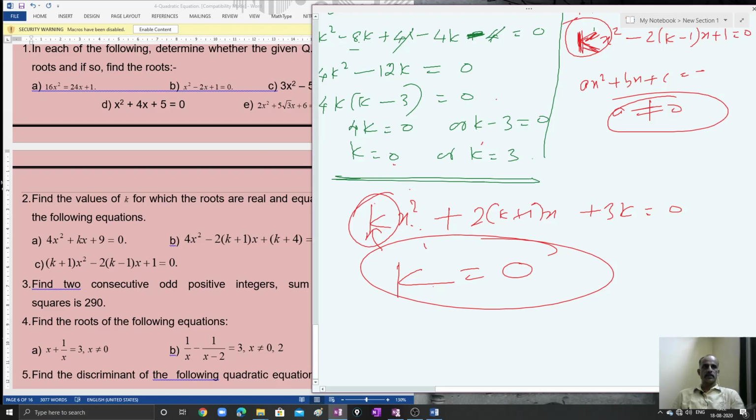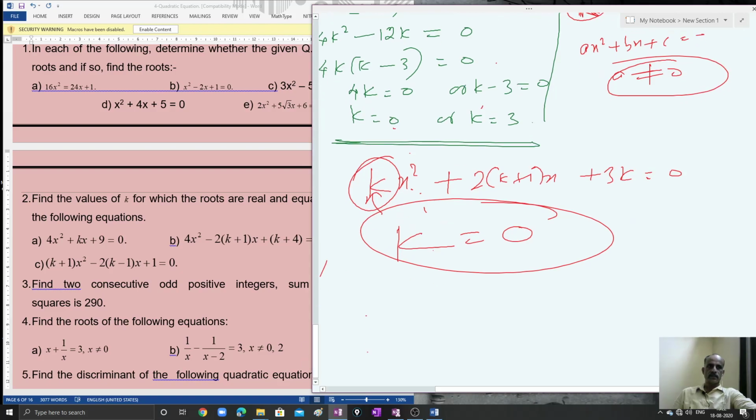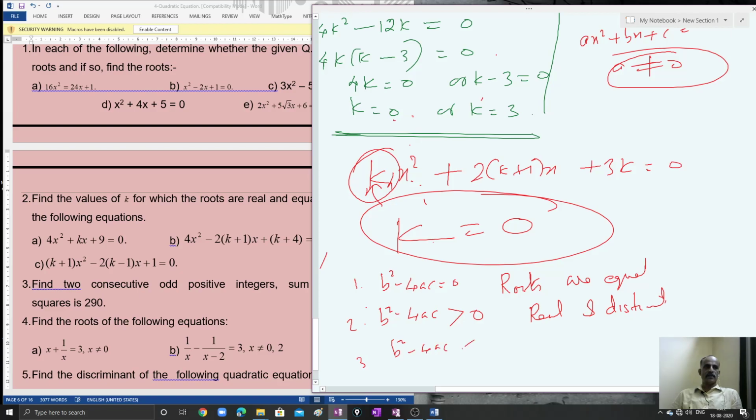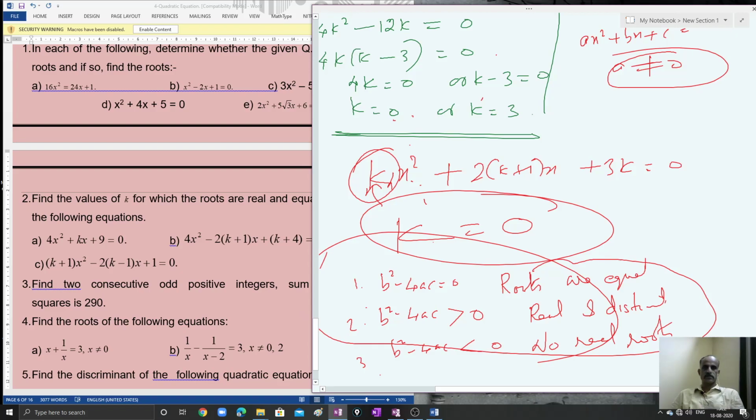So I repeat, what are the three conditions that can arise? First one, b square minus 4ac is equal to 0, roots are equal. Case 2, b square minus 4ac greater than 0, that is positive, roots are real and distinct. And the third one, b square minus 4ac less than 0, that is no real roots. Three cases you have to be careful with. Okay, thank you.